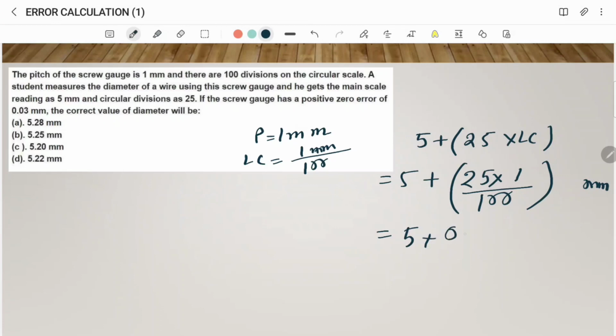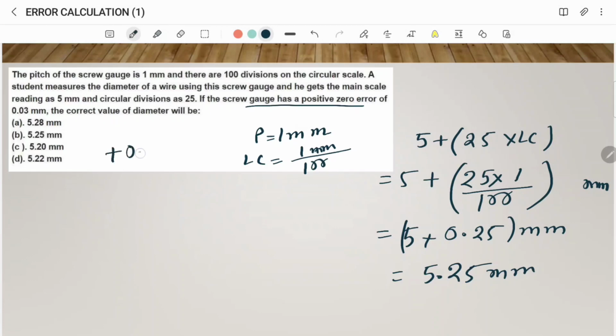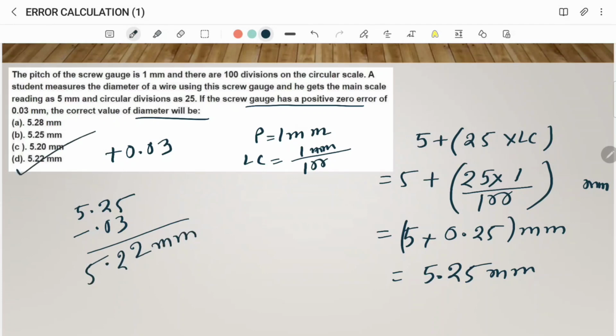So 5 plus 0.25 millimeter, or 5.25 millimeter. Now if the screw gauge has a positive zero error, so our error is of the order of 0.03, but error is always subtracted. So if this is positive, this sign will also come as negative. Then the correct value of the diameter will be 5.22 millimeter.